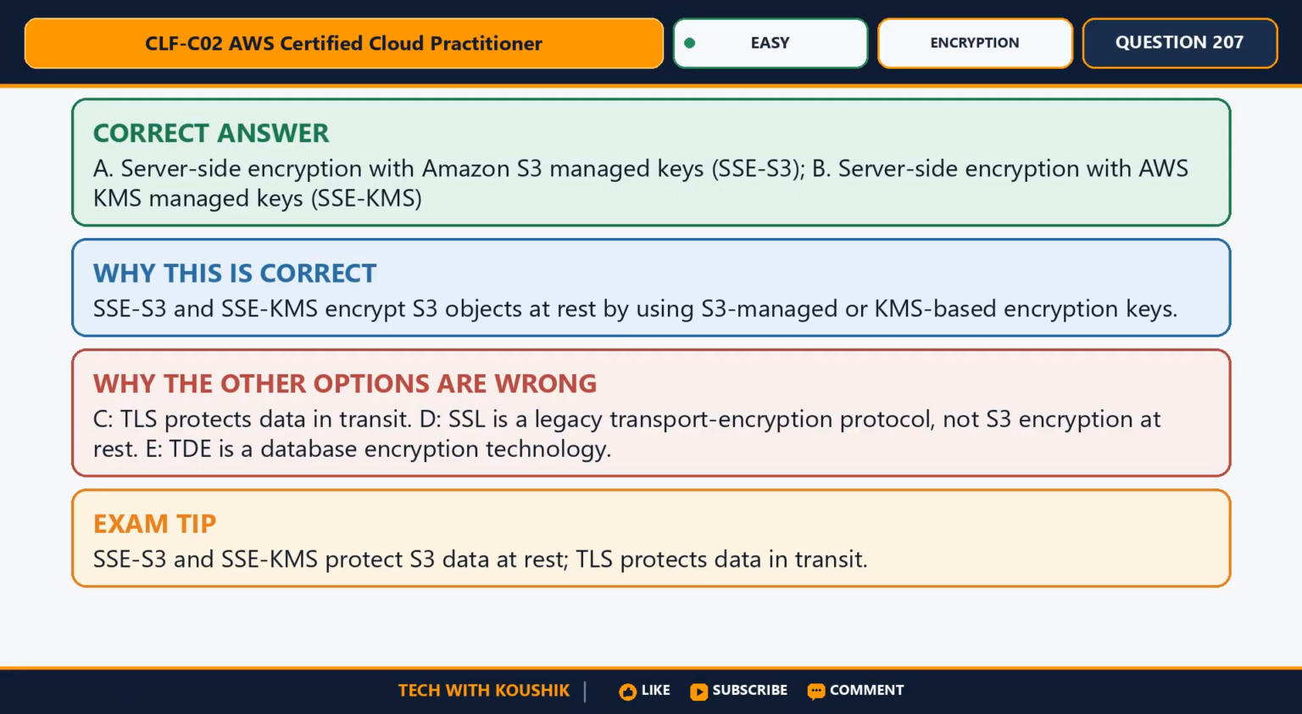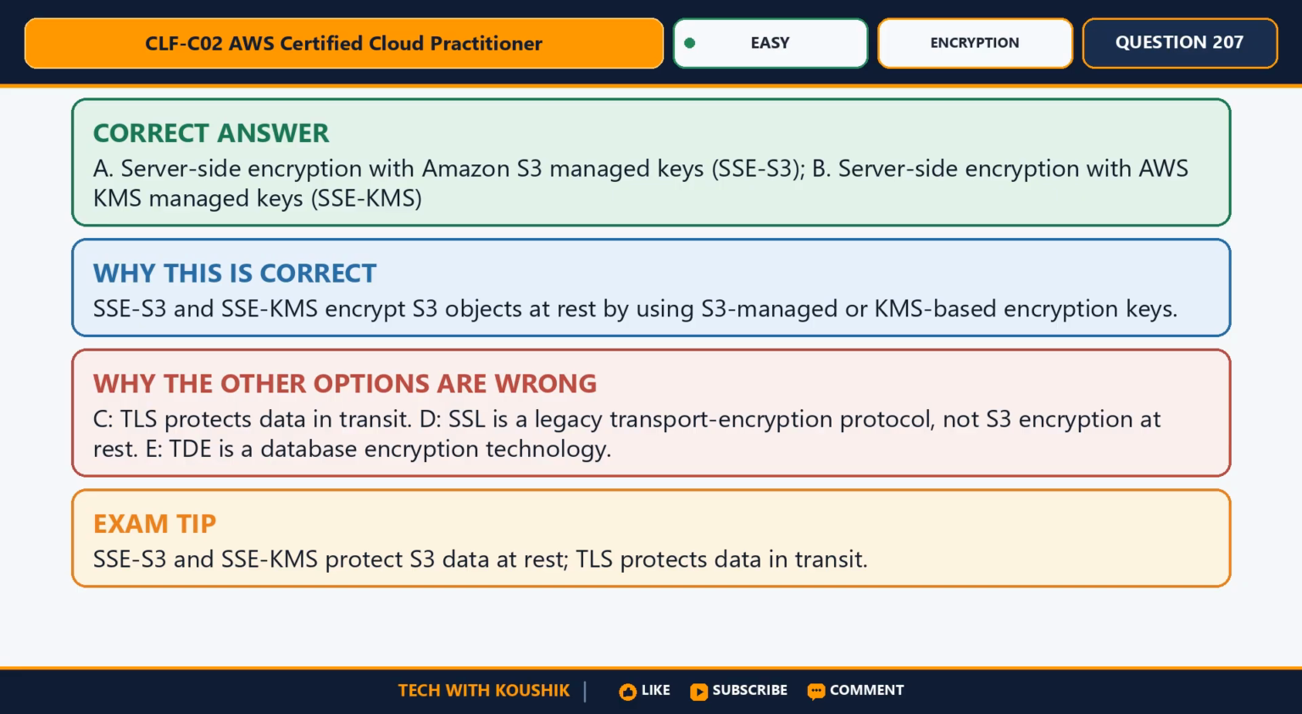The correct answer is A. Server-side encryption with Amazon S3 Managed Keys, SSE-S3. B. Server-side encryption with AWS KMS Managed Keys, SSE-KMS. Here is why. SSE-S3 and SSE-KMS encrypt S3 objects at rest by using S3 managed or KMS-based encryption keys. Why are the other options not correct?